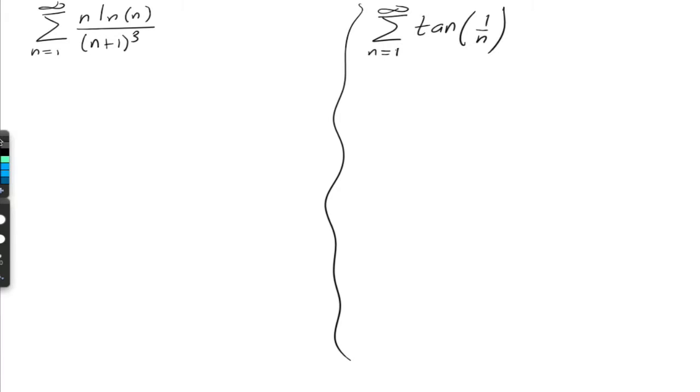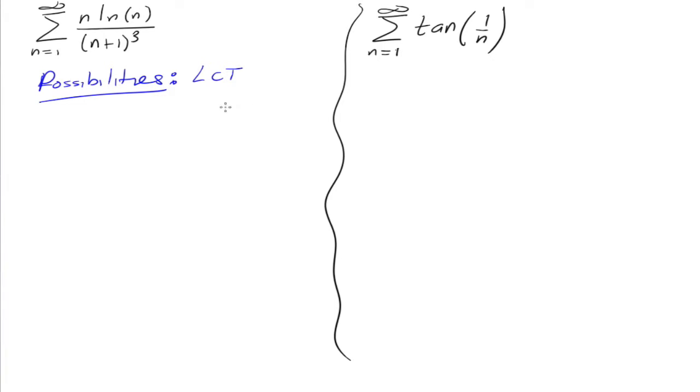All right, so for this first one, what are some of the options that you guys came up with? Limit comparison test. Okay, so these are our possibilities. I don't know if you guys want to write this down, this is just us brainstorming. So limit comparison test, but what would you use for the limit comparison test? 1 over n cubed. Natural log of n over n squared.